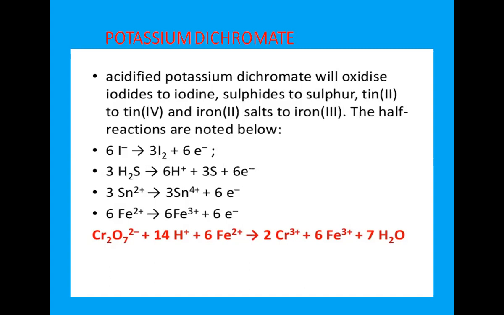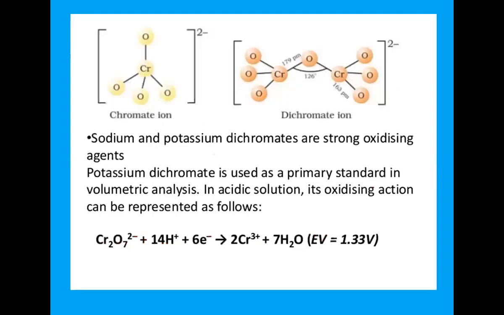So, two dichromates are possible, that is, sodium dichromate or potassium dichromate. Both are very strong oxidizing agents, but potassium dichromate is preferred as a primary standard in volumetric analysis. Why not sodium dichromate? It is due to its higher solubility, so you will not get accuracy. Because of this reason, potassium dichromate is preferred compared to sodium dichromate.